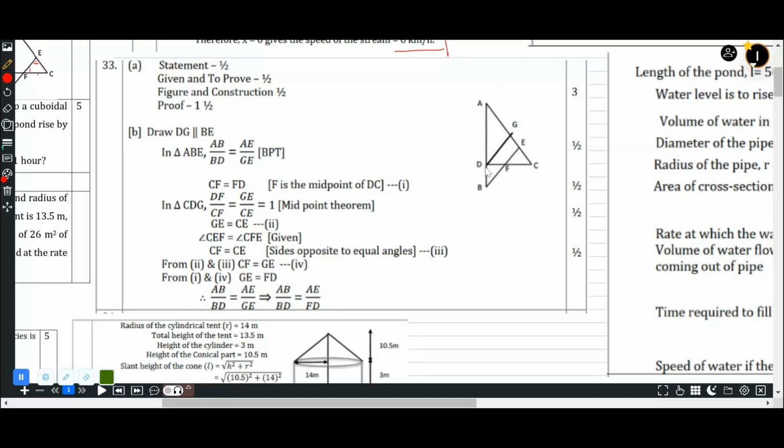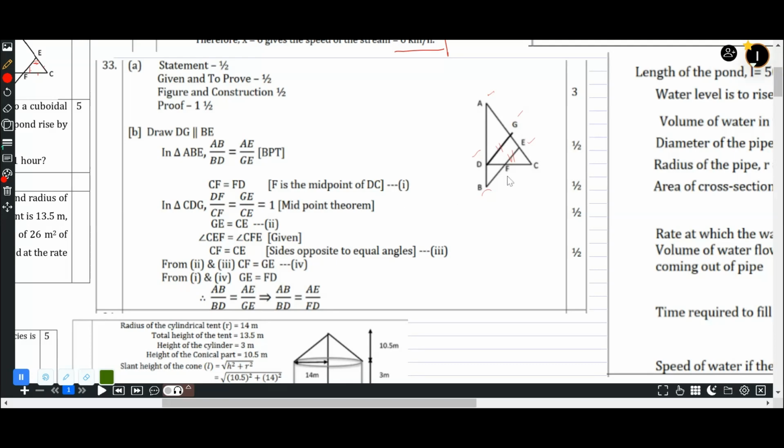Now you see that DG is parallel to these two lines. So we are talking of triangle ABE, this and this, these two. So AB over BD is equal to AE over GE, correct, and CF is equal to FD. F is the midpoint of DC.